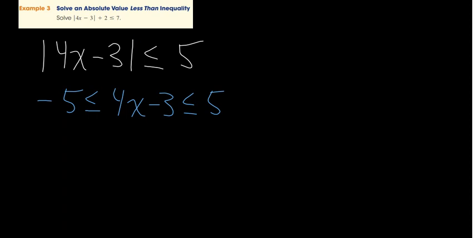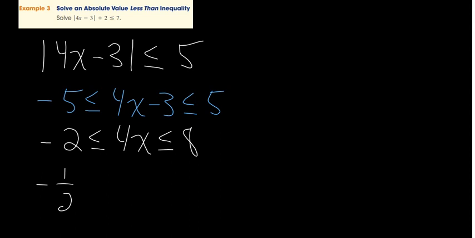Of course we have to solve from here, but setting up the problem is the new part for you. So let's solve this problem. If we add 3 to both sides, we end up with negative 2 is less than or equal to 4x, which is less than or equal to 8. Then we divide all 3 sides by 4, so we end up with negative 1/2 is less than or equal to x, which is less than or equal to 2. And that's my solution.